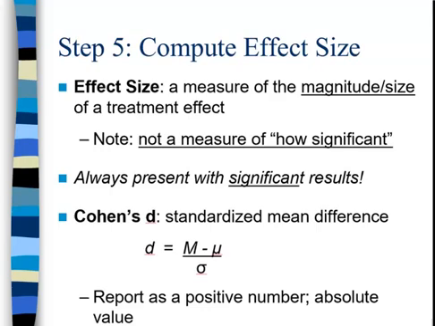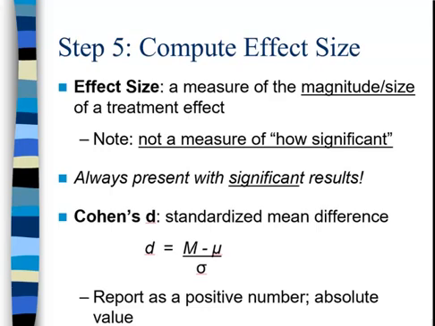It's not a measure of how significant it is, right? In experimental research, effect size answers the question, how big is the impact of the independent variable on the dependent variable? And we always and only present our effect size when we have significant results. That is, we only compute and present effect size when we reject the null. If we fail to reject the null, we don't have an effect. There is no significant difference between our sample mean and our population mean. Therefore, we would not compute an effect size.